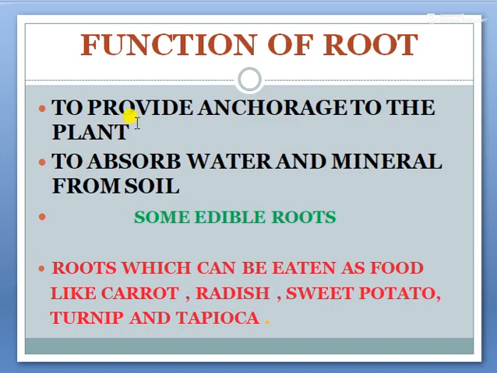Now we will study about the function of root. Root is a very important part of plant. Why is it so important? Because it provides anchorage to the plant. Anchorage means it fixes the plant into the soil. The plant is standing straight. Why is it standing straight? It is because of its root. Alright. So root helps the plant to fix itself into the soil.